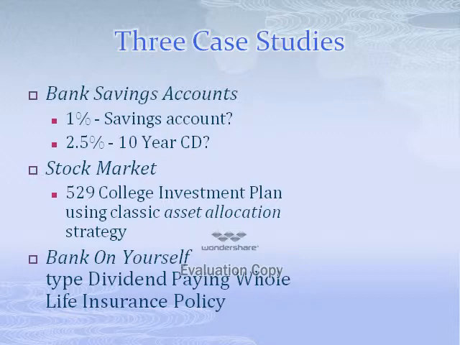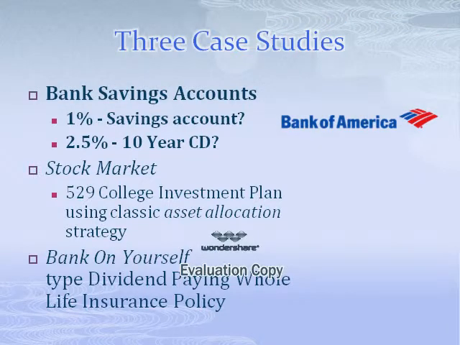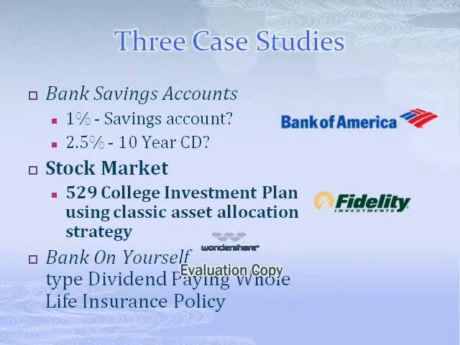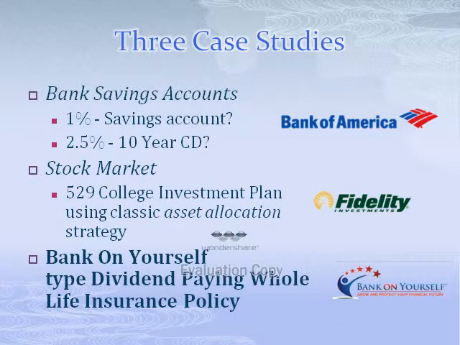In this presentation, I'd like to compare three different approaches. You're probably familiar with the first, bank savings accounts. Typically today, you might see a return of 1% on a savings account. Actually, 1% would be a terrific savings account these days. And maybe 2.5% on a 10-year CD, if there was such a thing as a 10-year CD. CDs today typically stop at 5 years. The second thing you're probably also familiar with, the stock market. In this case, as a proxy for the stock market, we'll use a typical 529 college investment plan that uses a classic asset allocation strategy. And finally, you may be less familiar with the third approach, the bank on yourself, dividend-paying whole life insurance policies.